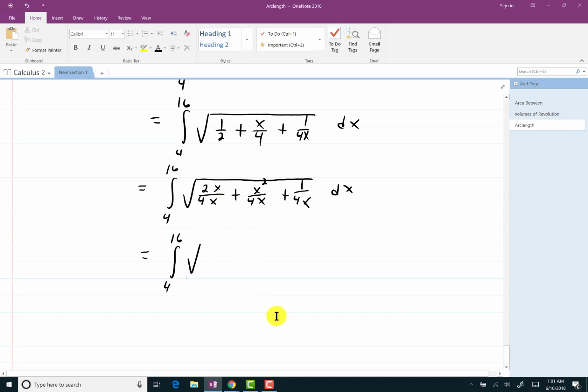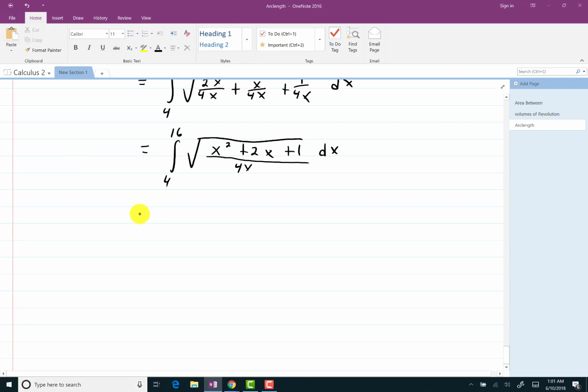Let me go ahead and put the numerator all together in descending power order to make it easier for me to recognize any patterns. And I do see a pattern. This here is x plus 1 squared. So I have the integral from 4 to 16 of x plus 1 squared over 4x dx.